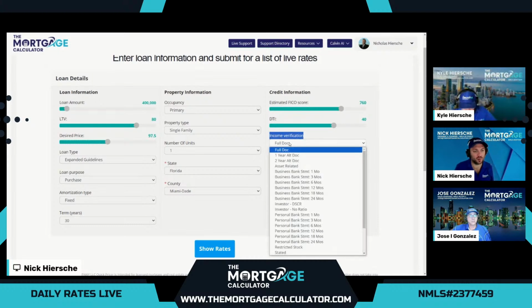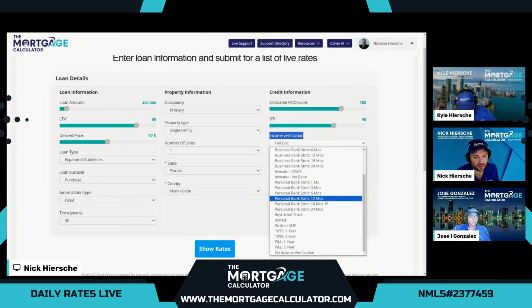So full doc is what we use for conventional and FHA. So if we don't qualify using our full doc 2 years tax returns, we'll typically use one of these other options, such as our asset-related options, business bank statement options. The investment property options are only for investment properties. Personal bank statement 12-month is the program we always use for the demo here. That's the most popular one.